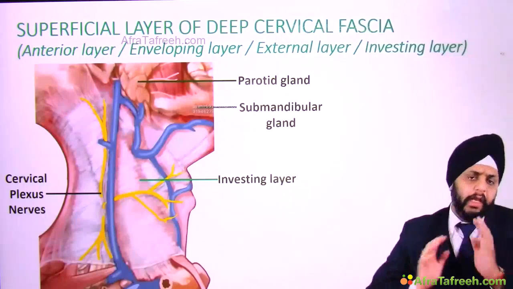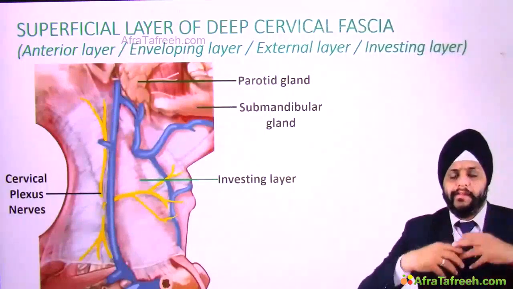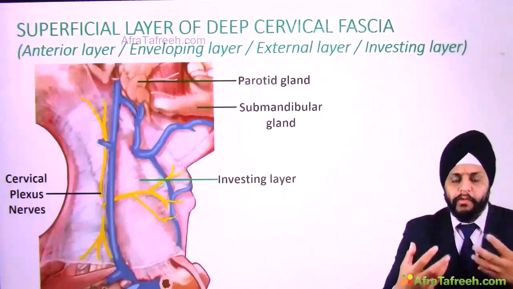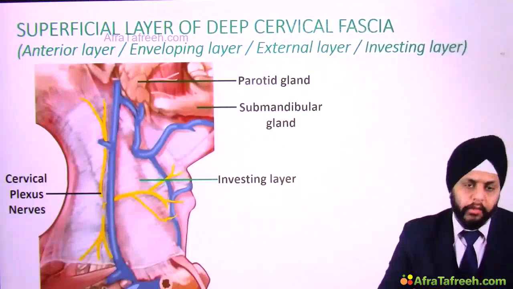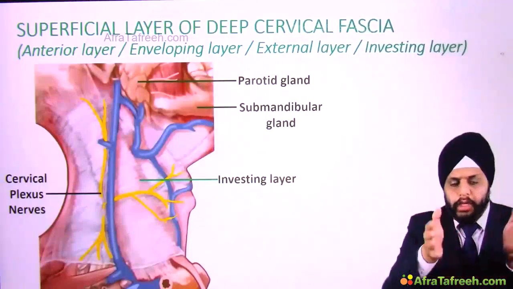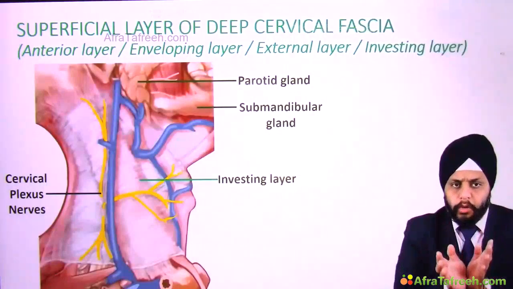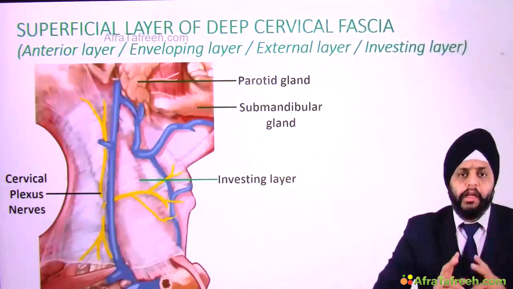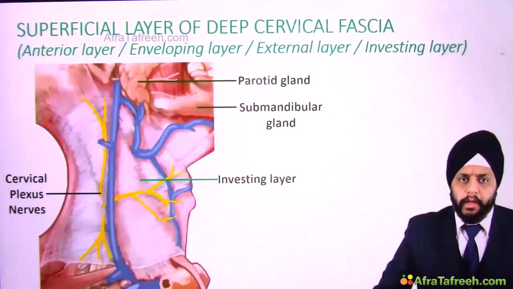So this fascia, when it goes up, it encases two glands. Which two glands? You can see the parotid gland and the submandibular gland. Remember, I told you it is going around the neck, enclosing the sternocleidomastoid and the trapezius. It also encloses two glands, the parotid gland and the submandibular gland.